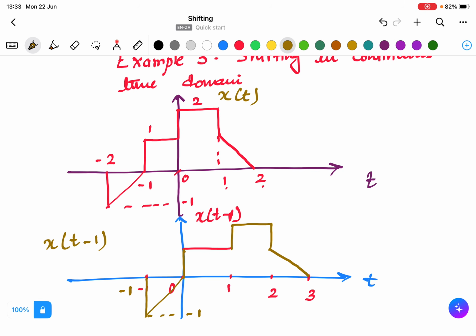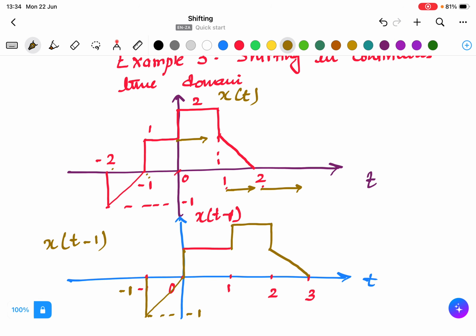So basically whatever the value at 0 is now shifted to 1. Whatever value you have at 1 is moving to 2. Whatever value you have at 2 is moving to 3. You can see it here. Whatever value you have at minus 1 is now moving to 0. The value at minus 2 is now moving to minus 1. So this is your right shift, and it's a straightforward example.